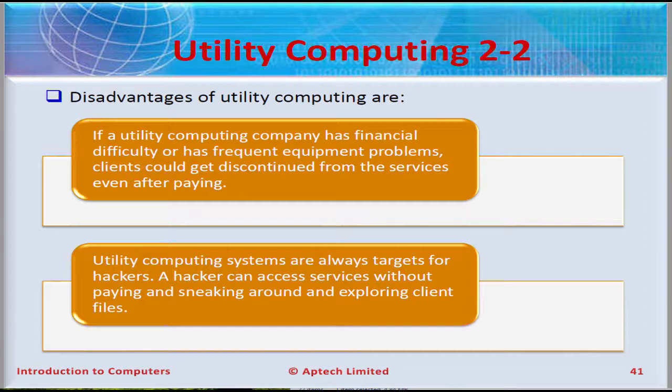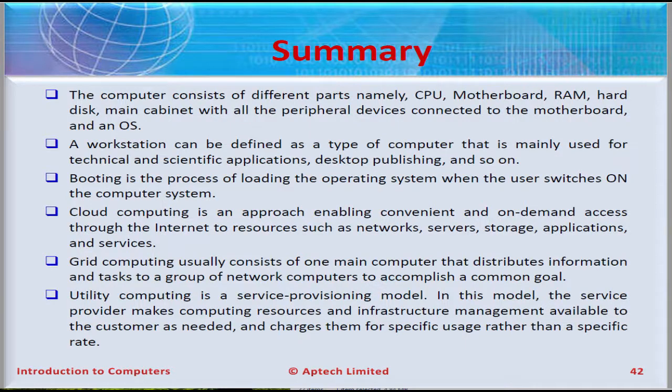Okay. And with that, we've come to the end of the session. Let's see what we've learned today. Number one, the computer consists of different parts, namely the CPU, motherboard, RAM, hard disk, the main cabinet or system unit, with all the peripheral devices connected to the motherboard, and an operating system. A workstation can be defined as a type of computer that is mainly used for technical, scientific applications, desktop publishing, and so on. Booting is the process of loading the operating system when the user switches on the computer system.